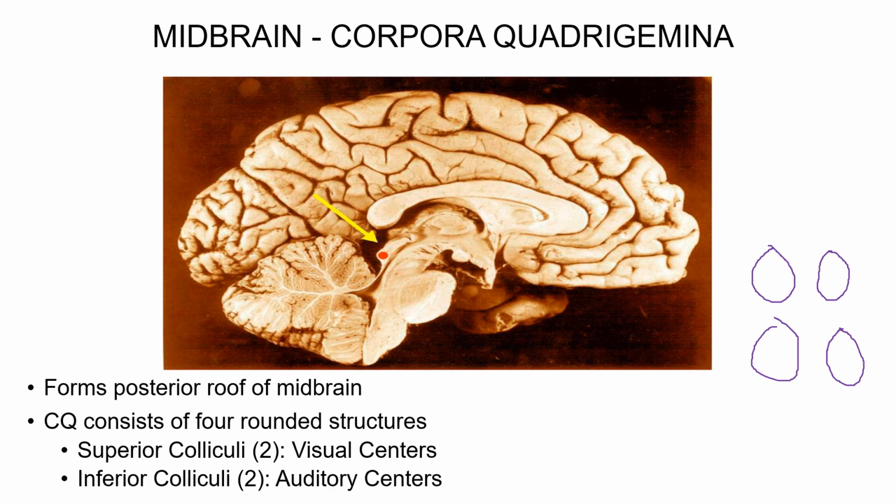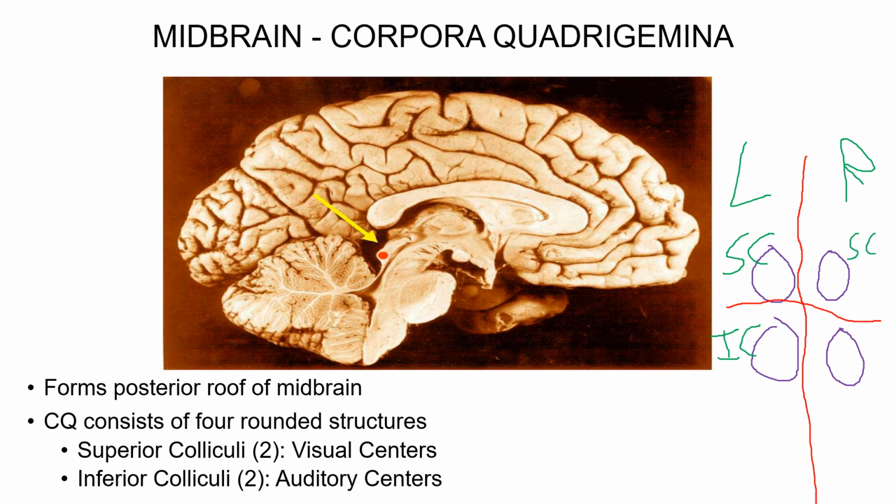And we have two on the left and two on the right, and we have two above one another and two below one another. So we call these things colliculi. The singular form is a colliculus. So on the left side of our brain, we have a left superior colliculus and a left inferior colliculus. On the right side of our brain, we have a right superior colliculus and a right inferior colliculus. And when you put all four of these structures together, they make up this big unit called the corpora quadrigemina.